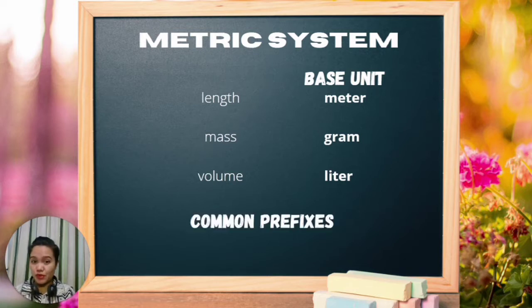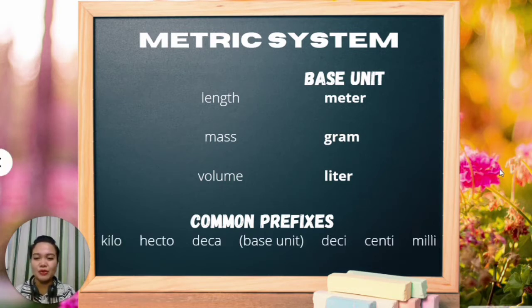Alright, and we'll be using the common prefixes for these base units. We have kilo, hecto, deca, followed by the base unit. It could be the meter, the gram, or the liter, followed by deci, centi, and milli. This is in descending order, which means kilo will have the highest value compared to the rest of these prefixes. Alright, so let's see some examples.